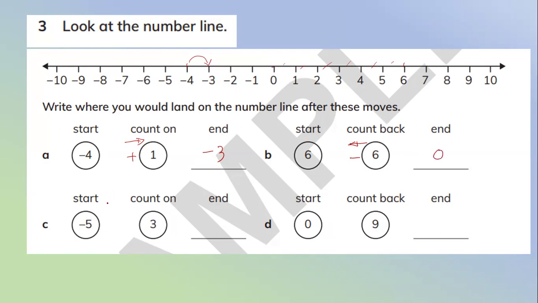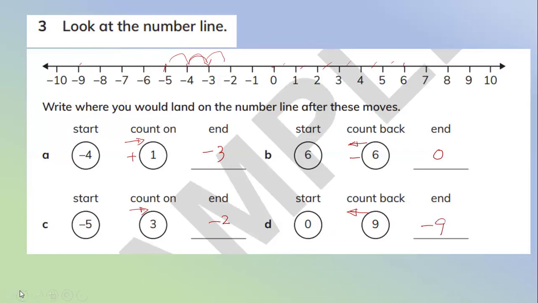And part C, start from -5 and count on to the right 3 units. From -5, 3 units, 1, 2, 3, it is -2. And part D, we start from 0, count back to the left 9 units. 0 to the left 9 units is -9.